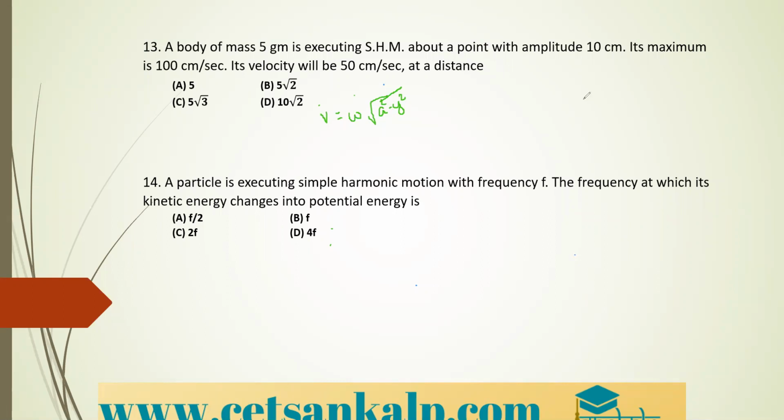See here, we can solve it as V is equal to A into omega. So A value is 10 and omega value is also 10. Therefore, we will get Vmax is equal to 100 centimeter per second. Okay.